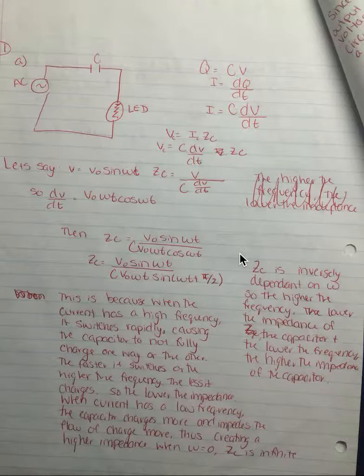So the lower the impedance when the current has a high frequency. When current has a low frequency, the capacitor charges more and impedes the flow of charge more, thus creating a higher impedance. When frequency equals 0, the impedance of the capacitor is infinite.